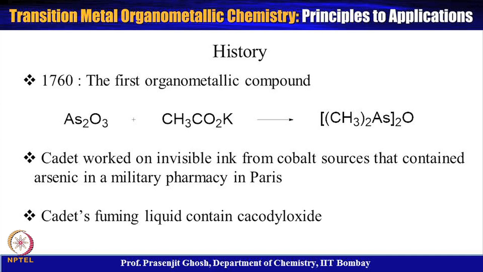To start back at the history, the first organometallic compound dates back to 1760, when it was prepared in the form of dimethyl arsine oxide. This compound, dimethyl arsine oxide, is called cacodyl oxide because it has a very bad smell. It was prepared by Charles Louis Cadet, working in a military pharmacy in Paris, in an attempt to make invisible ink for military use. So, this is the first reported organometallic compound that one can trace back to.